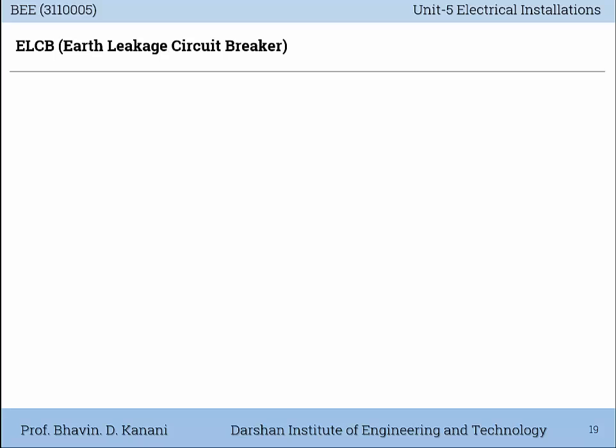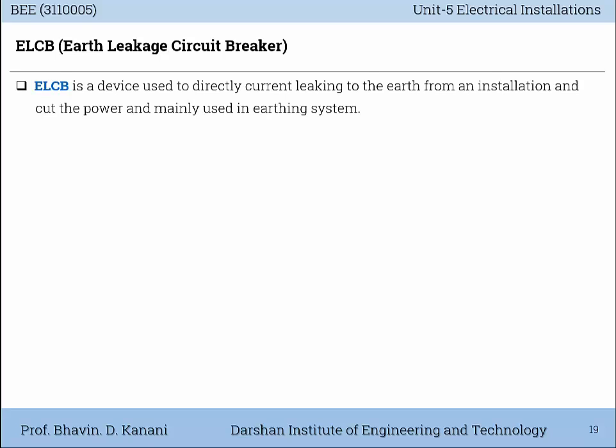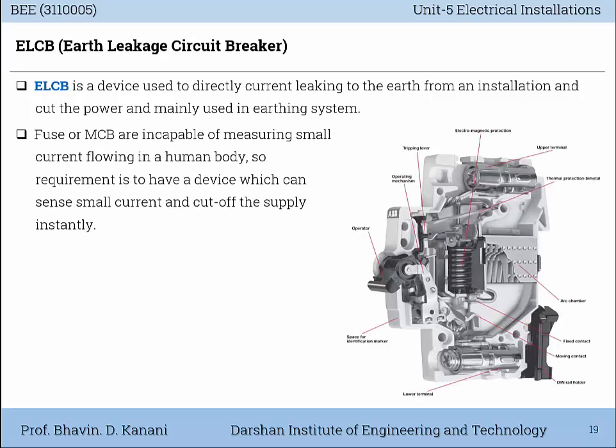Next is ELCB, Earth Leakage Circuit Breaker. ELCB is a device used to detect current leaking to the earth from an installation and cut the power, and mainly used in earthing system. See in this diagram. Fuse or MCB are incapable of measuring small flowing of current in a human body. So the requirement is to have a device which can sense small current and cut off the supply instantly. The device used for this purpose is known as ELCB.